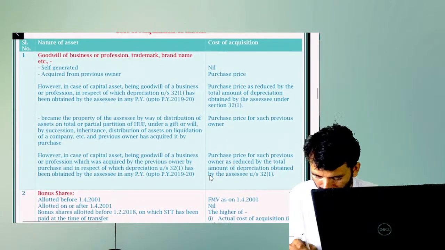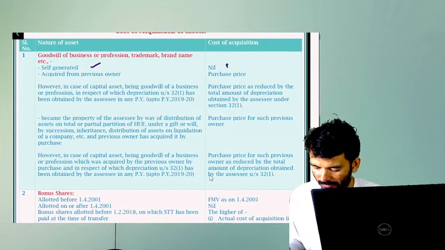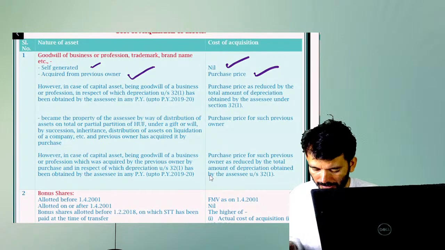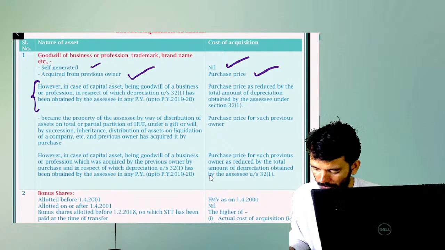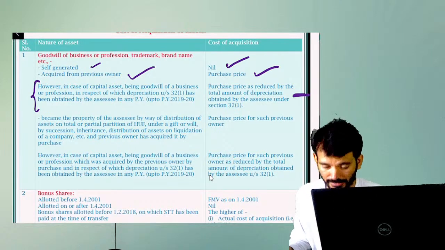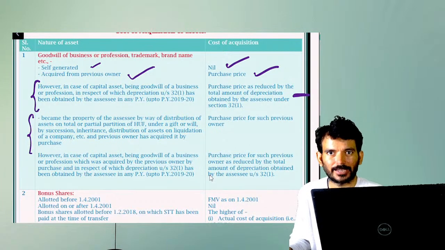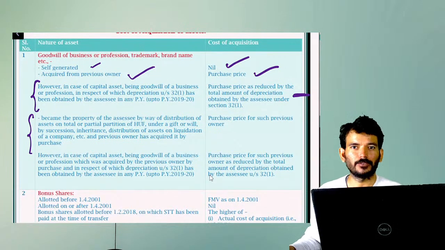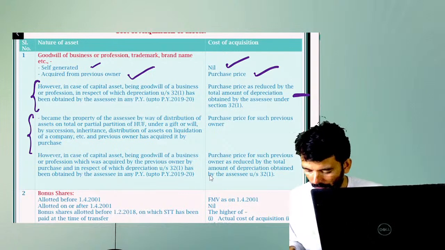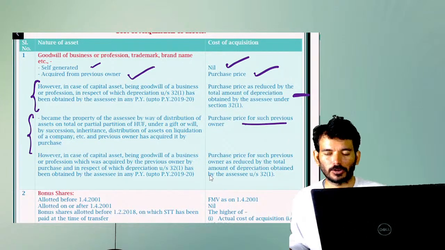So, the same thing: for self-generated goodwill the value will be nil. If you are purchasing from someone, whatever money you pay will be the cost. For depreciation, I told you to do it separately as if that was a sole asset. And if you are getting it from previous owners, like a partition of HUF, gift, will, or irrevocable trust, whatever the cost of the previous owner, that will be the cost to you.